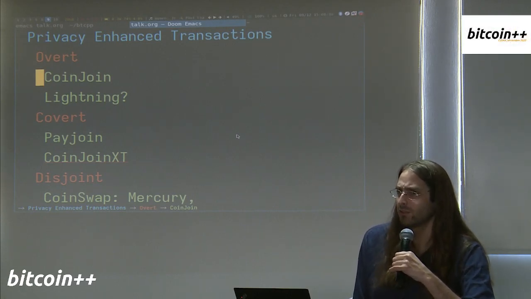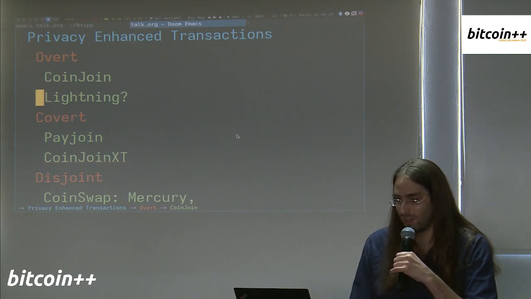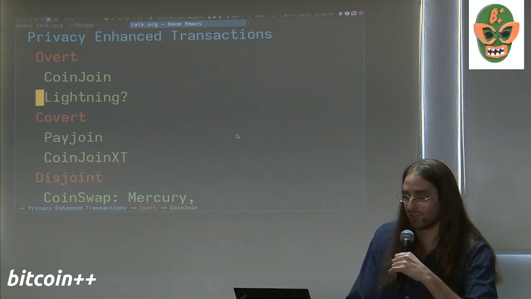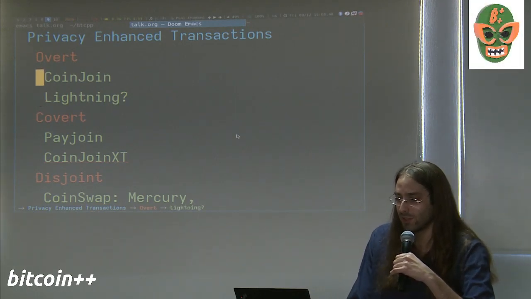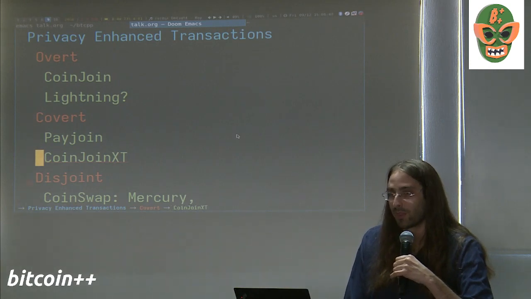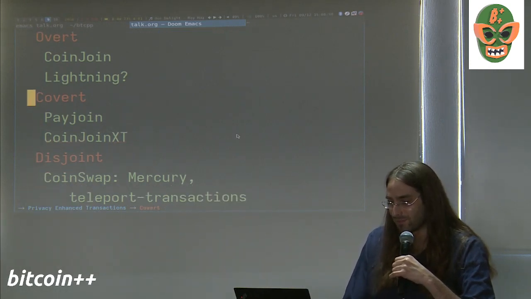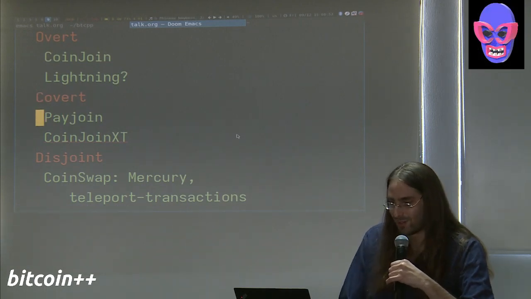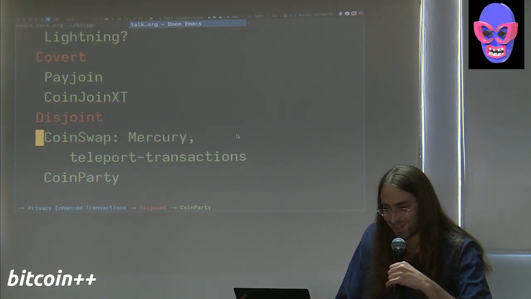And Adam, your talk is tomorrow, right? Yeah. So please go to Adam's talk on CoinJoin XT, which is going to look at the relationship between Lightning and CoinJoin and. I need to learn how to do that.